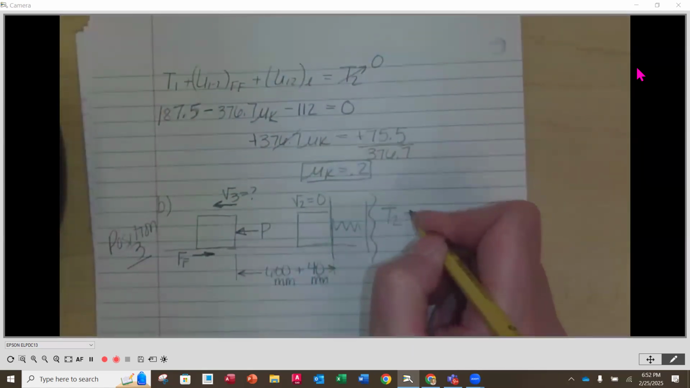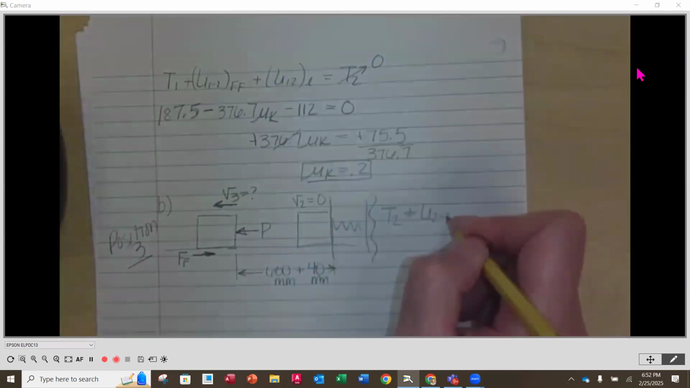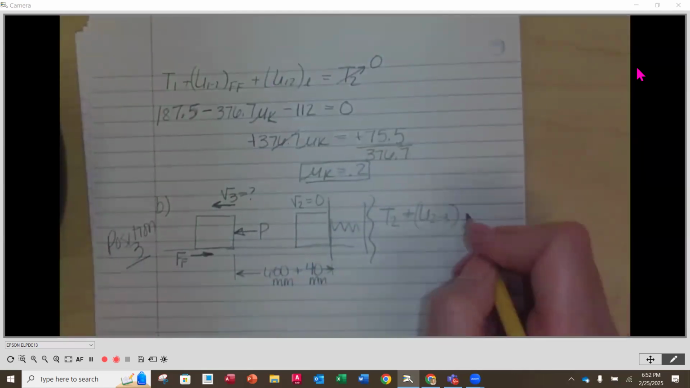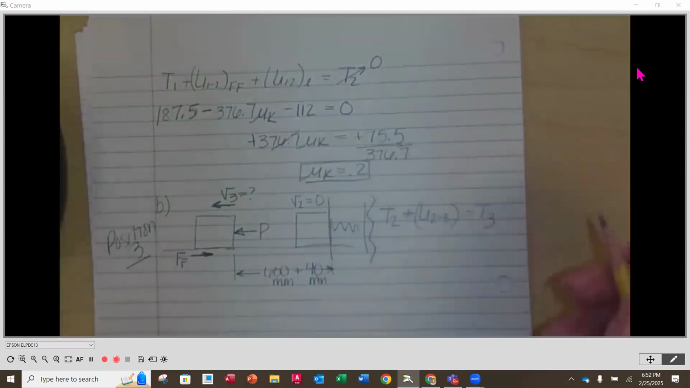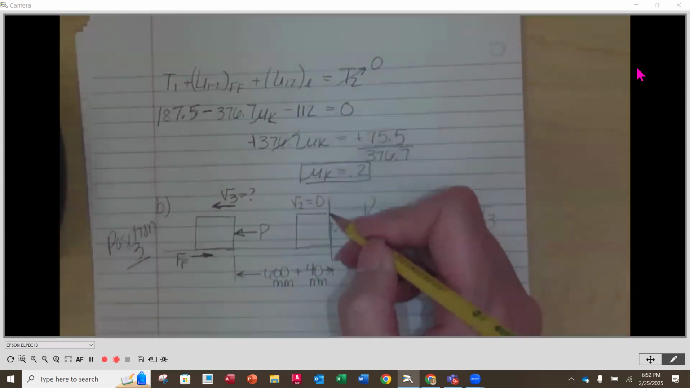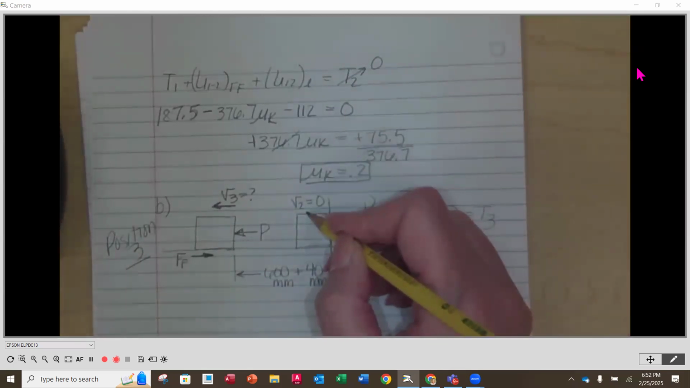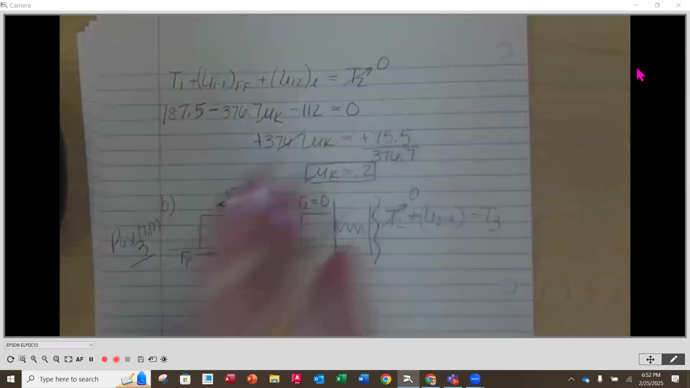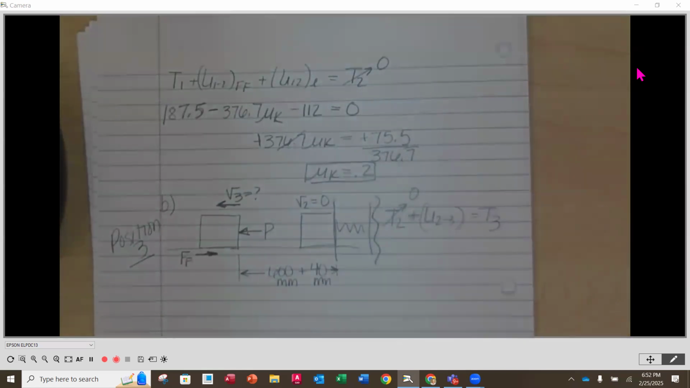T2 plus the work from 2 to 3 is going to be equal to T3. Now, we know that T2 starts right here. The velocity 2 was 0, because that's where we're changing our position. So T2, our kinetic energy at position 2, is going to go to 0.